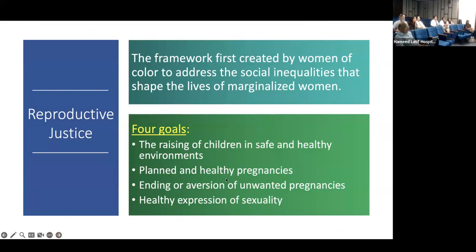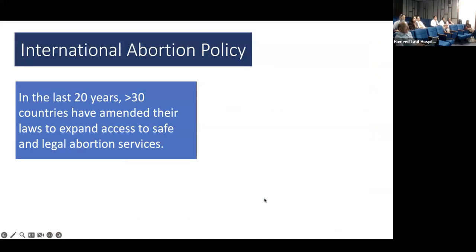So this means raising of children in a safe and healthy environment, planned and healthy pregnancies, ending or abortion of unwanted pregnancies and healthy expression of sexuality. International abortion policy: in the last 20 years, more than 30 countries have amended their laws to expand access to safe and legal abortion.